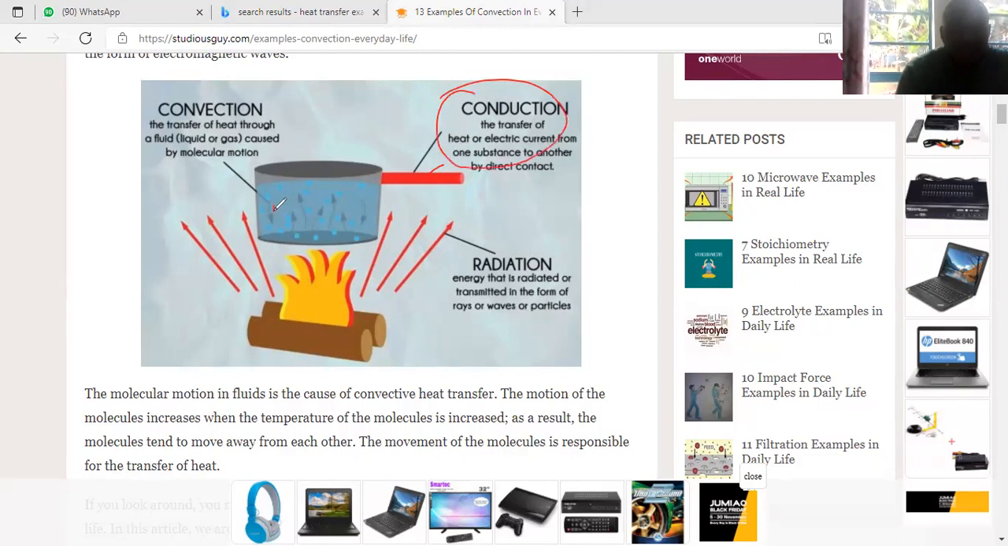Then in here, we see molecules moving around from the bottom. Those that gain heat from the bottom move up. As they move up and down, they are transferring heat through the fluid, as a result of the molecules moving around. And that is also illustrating what we call convection as a method of transfer of heat.